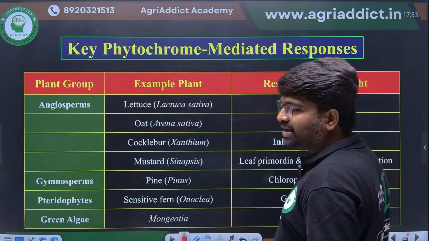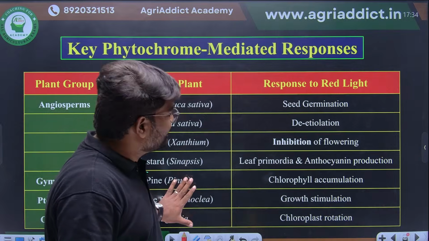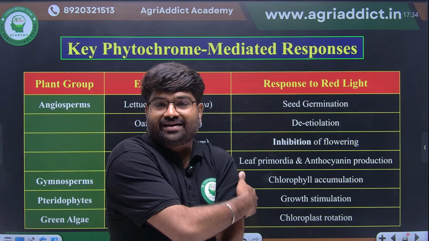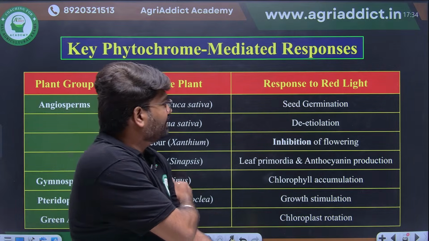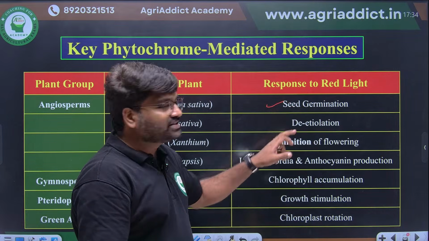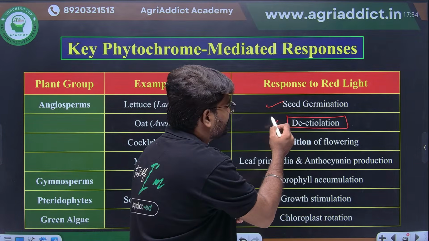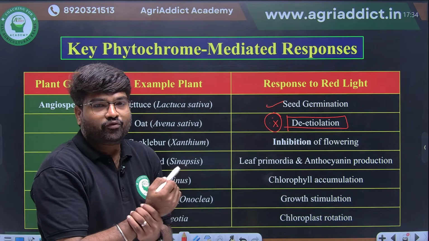Now we are going to see the major physiological responses. The crop-specific detail is not needed, but the major physiological responses are very important. In seed germination, the most important thing is de-etiolation. This is the primary role of phytochromes.